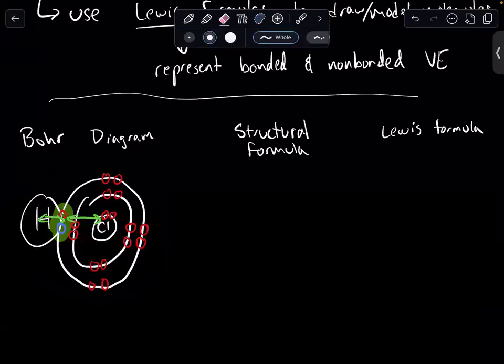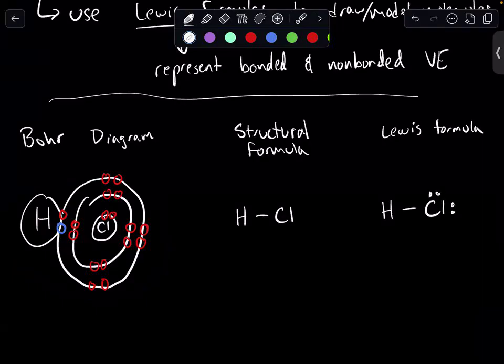And I'm going to do just a little bit of erasing here, mostly because I don't like these green arrows for this. And lastly there. So that's our Bohr diagram. Our structural formula is very simple. It just shows the bond and the atoms. But our Lewis formula shows the bond and the electrons.